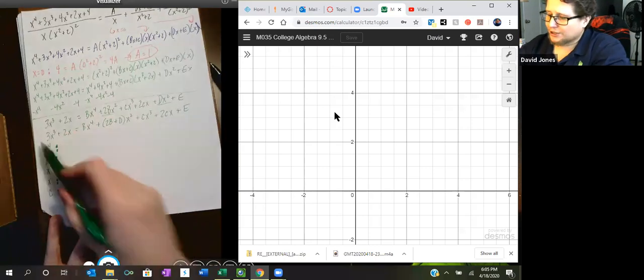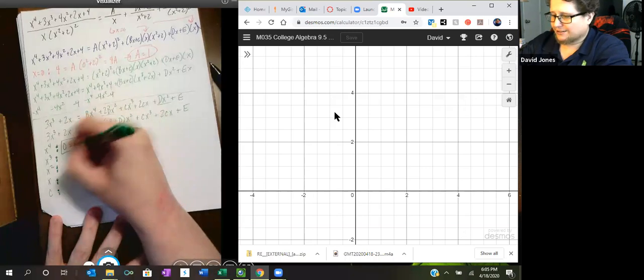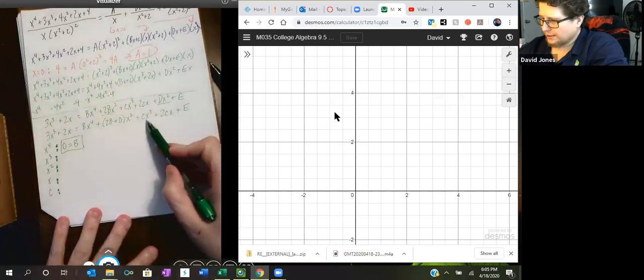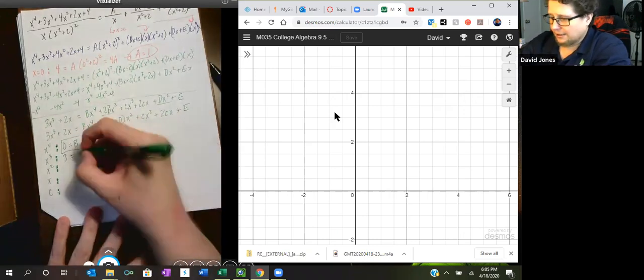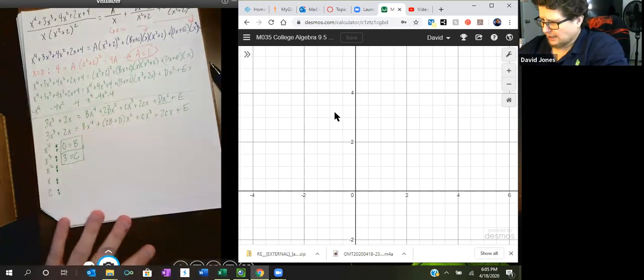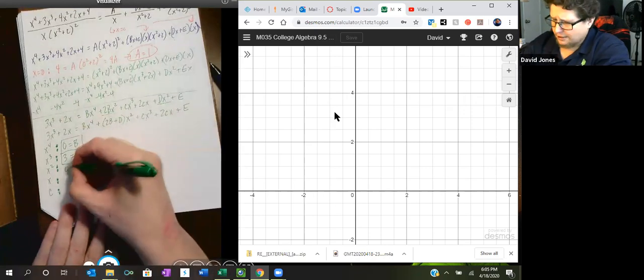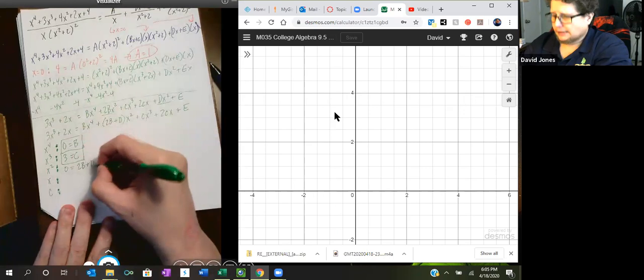I got no x to the 4th on the left. This says 0 equals b. Done. That's locked in right away. X cubed. I have a 3 on the left, 3 equals c. Wow, look, that's locked in right away too. X squared, I got 0 equals 2b plus d.